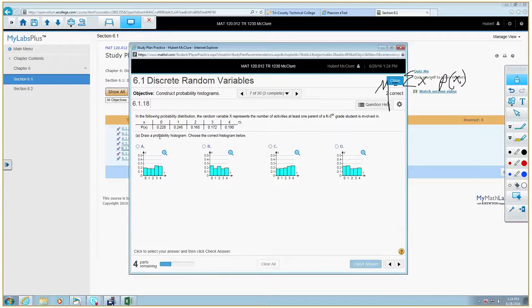Let's see what this one says. Okay, this one is a test question. Write this one down. It says, in the following probability distribution... draw a probability histogram. Well, it starts at 0.2, then it goes up a little bit. Then what does it do? Are y'all listening? Okay, let's start over. It starts at 0.22, then it goes up, then it goes down, then it goes up, and then it goes up. So where do we see normal, normal, down, up, up?